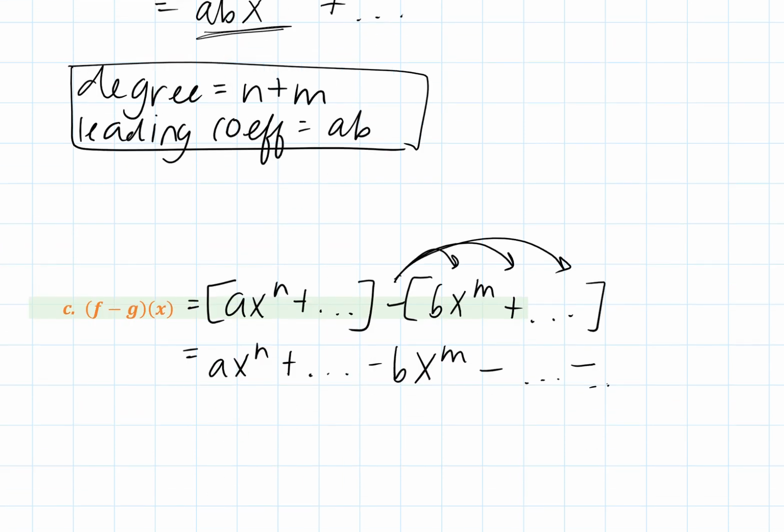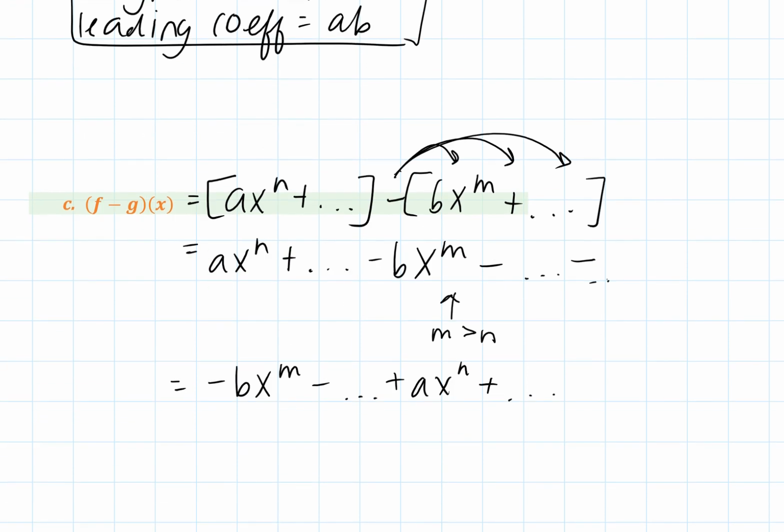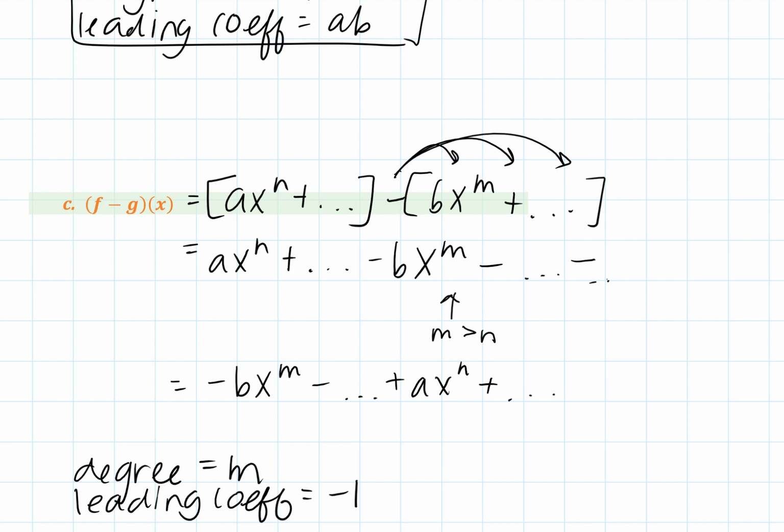And again, we know that m is the highest power. So we've got to put it first when we're rearranging to put the function in standard form. So we have some terms from g first, eventually some terms from f, and so that tells us that our degree is m. It didn't change when we just rearranged the terms, and our leading coefficient is negative b.